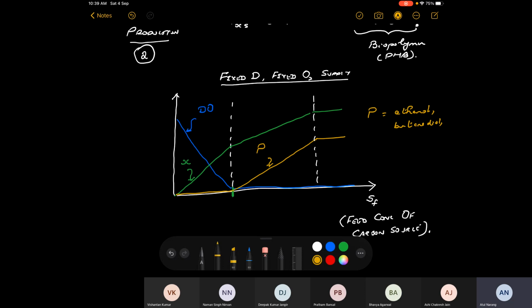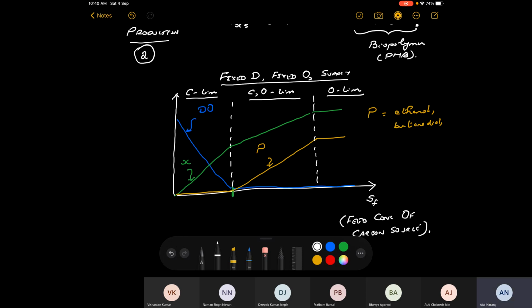So on the left side, growth is carbon limited. Way to the right side, the growth has become oxygen limited. And in the middle, it is limited both by oxygen and carbon.